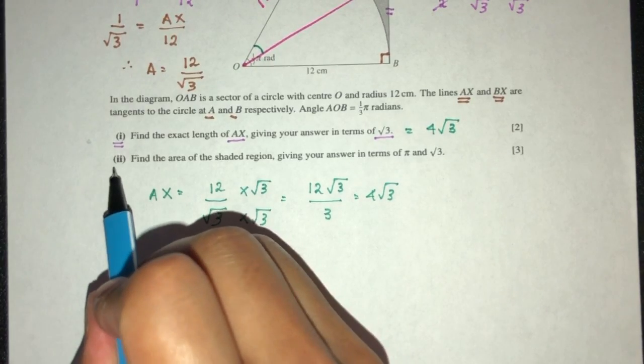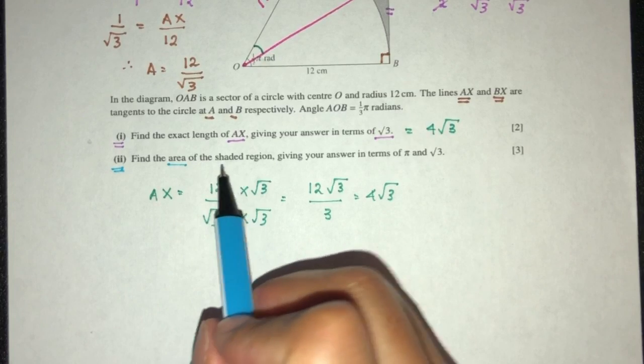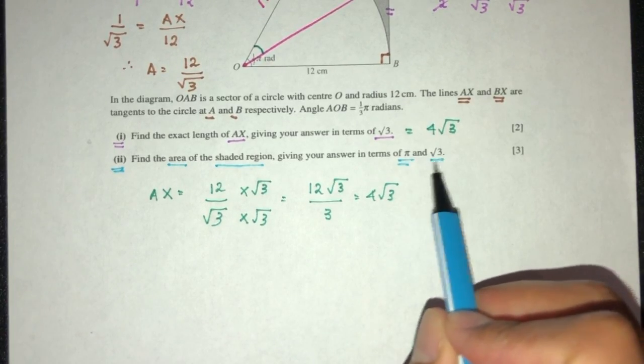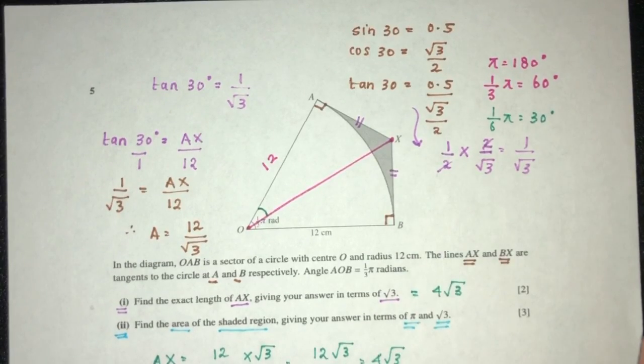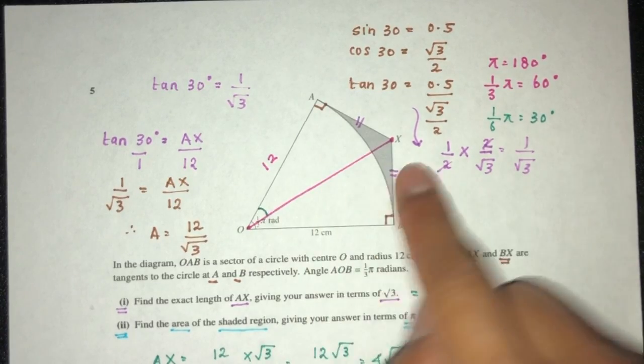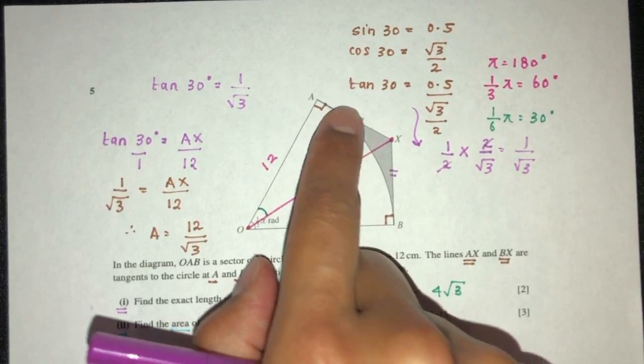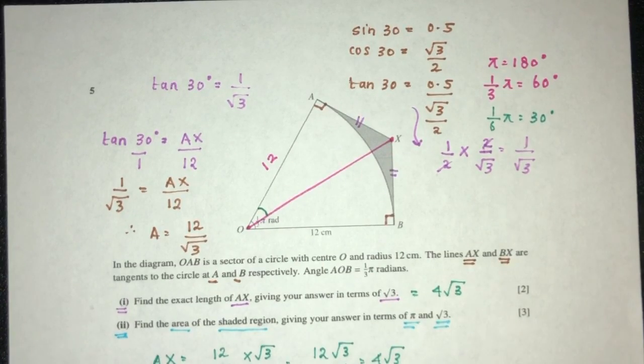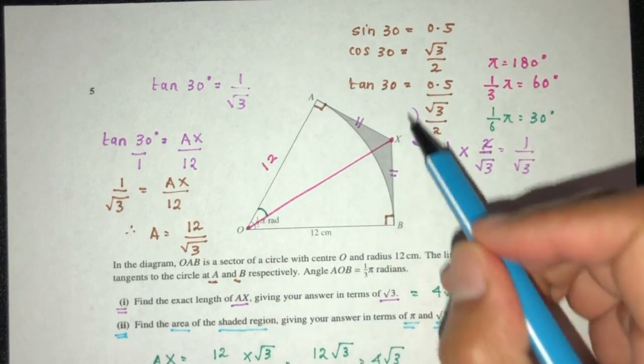Now for part 2, find the area of the shaded region, giving your answer in the form of pi and √3. Now how would you find the area of this region? So pretty easy, step by step. We understand that this side is the same as this side. So what if I just find this one first and then multiply by 2 to get both areas? So first thing first, let me find the area of the whole triangle.